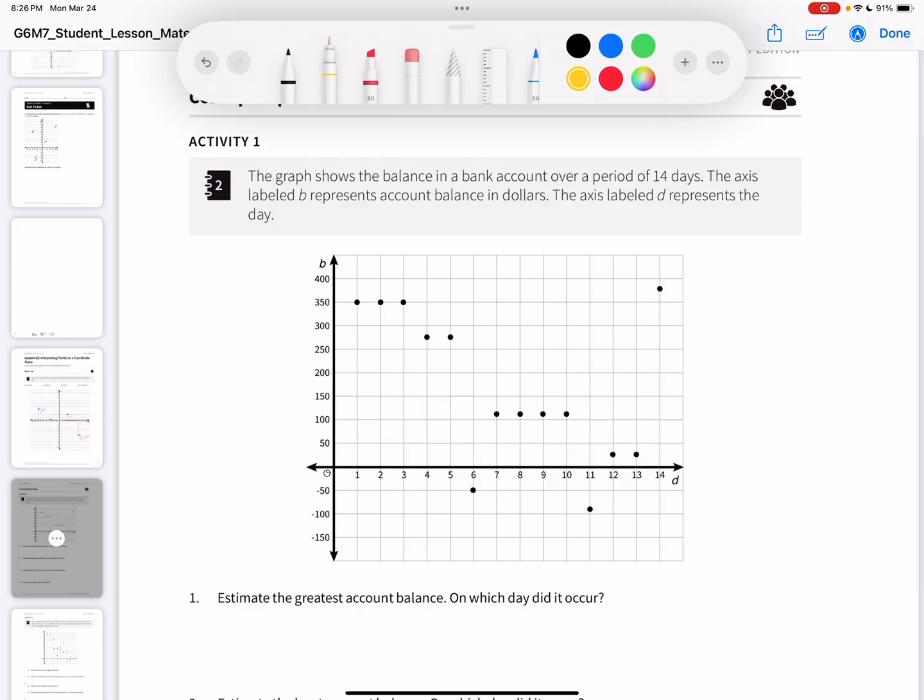The graph shows the balance in a bank account. Okay, so this is a bank account over a period of 14 days. The axis labeled B represents the account balance in dollars. So how much money they have in the account or maybe don't have in the account. The axis labeled D represents the day. Okay, so this is the day and this is the balance, bank balance.